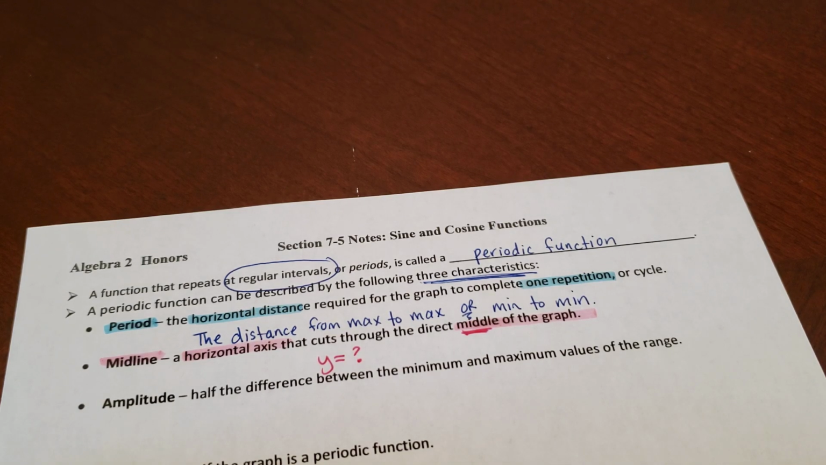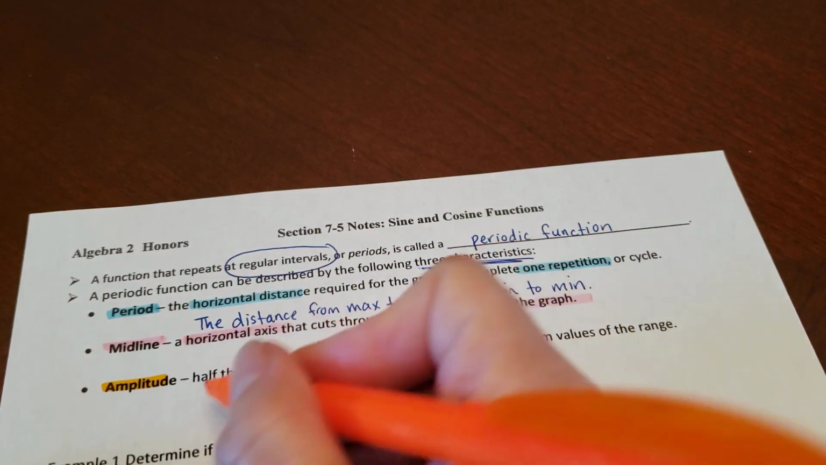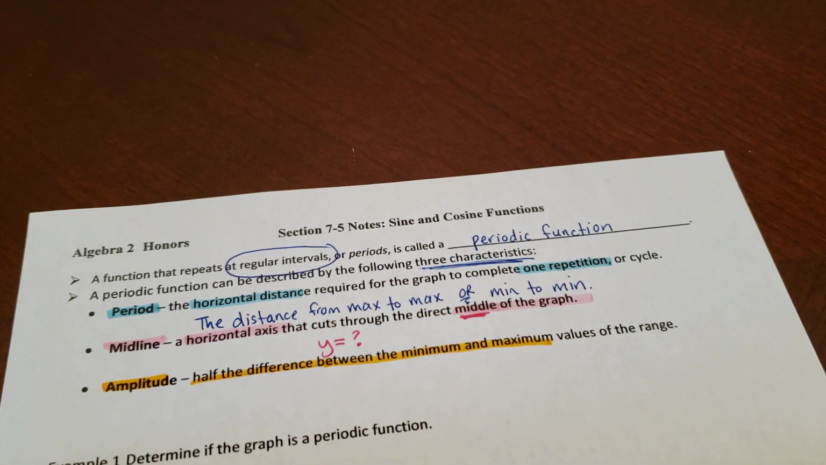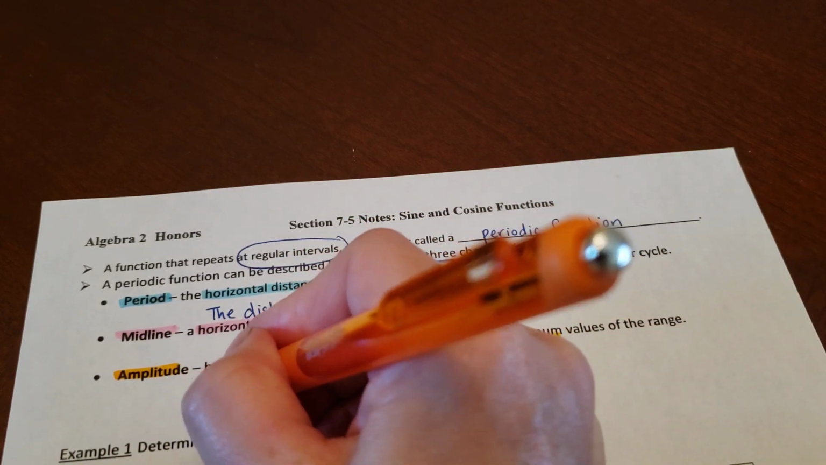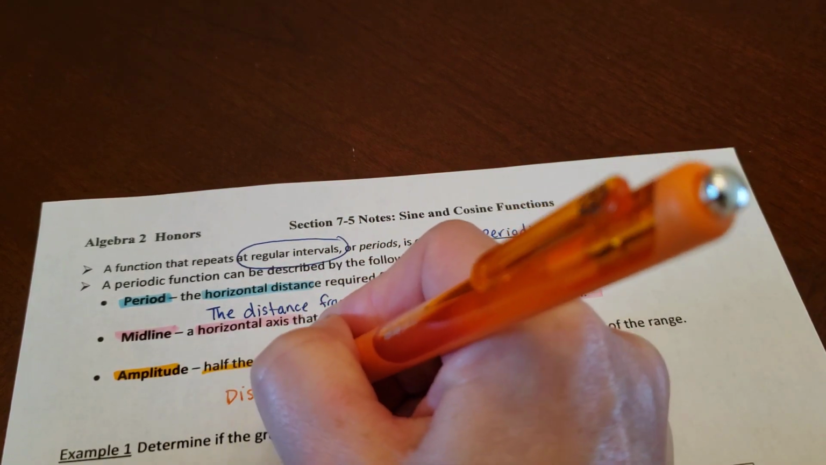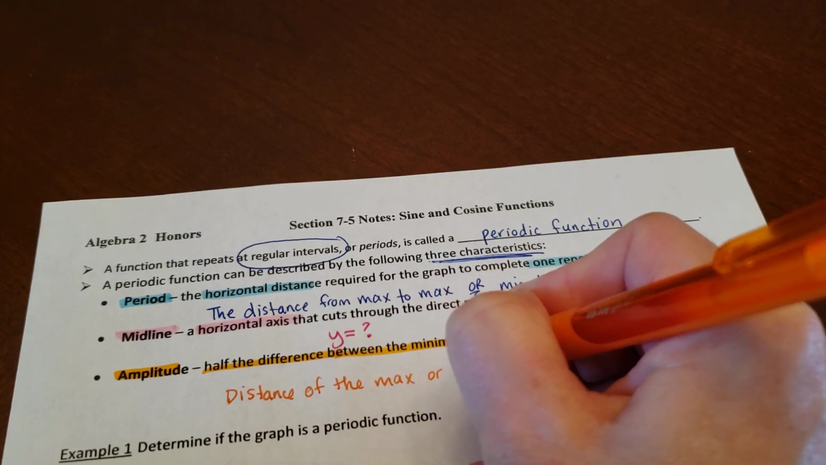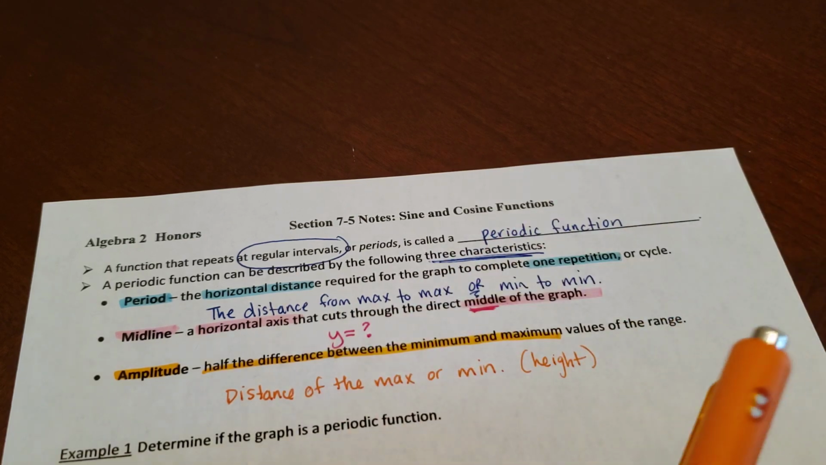going the other direction. And then lastly, the amplitude is the height of the graph. And here it says half the difference between the min and the max. But there's a little bit easier way to do this. Instead of half the distance, basically just find the distance of the max or the min. Okay, and again, this is like the height of our graph.